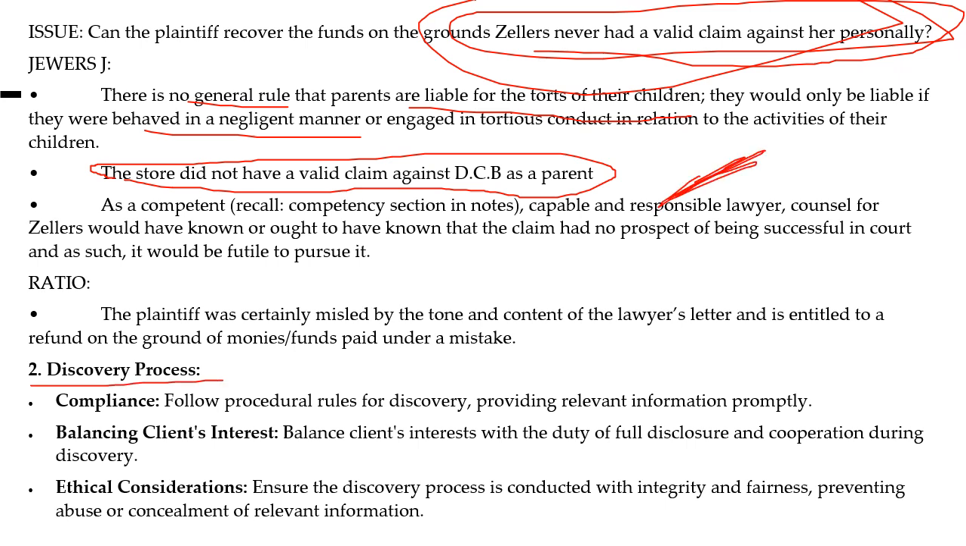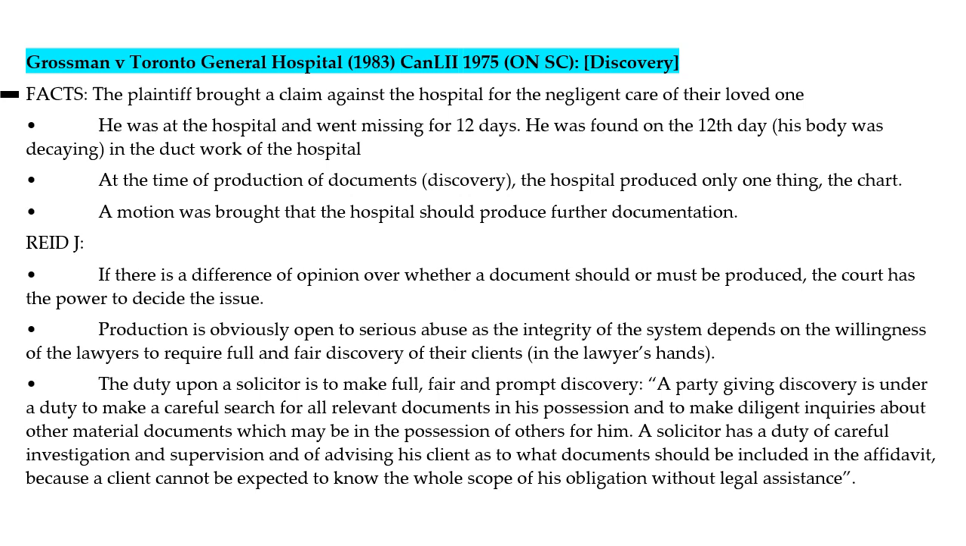Now next is the discovery process. Lawyers should follow procedural rules for discovery, provide relevant information promptly, and balance client interest with the duty of full disclosure. They should cooperate during discovery and ensure the discovery process is conducted with integrity and fairness, preventing any abuse or concealment of relevant information. With regard to discovery, there is an important case of Grossman versus Toronto General Hospital.